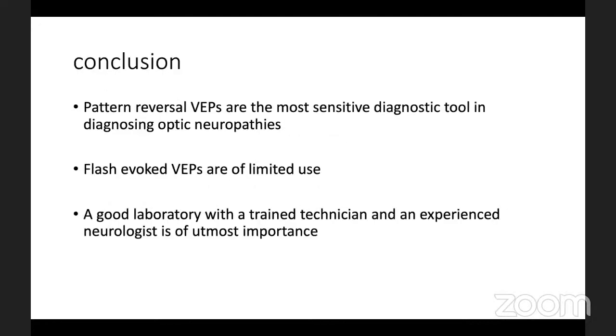So to conclude, pattern reversal evoked potentials are the most sensitive diagnostic tool in finding optic neuropathies, especially the demyelinating optic neuropathies. The flash evoked responses are generally of limited use. They are useful when there are uncooperative patients or comatose patients, to find out the integrity of the anatomical visual pathways. A good laboratory with a trained technician and an experienced neurologist is of utmost importance to produce a good visual evoked potentials pattern. Thank you very much.